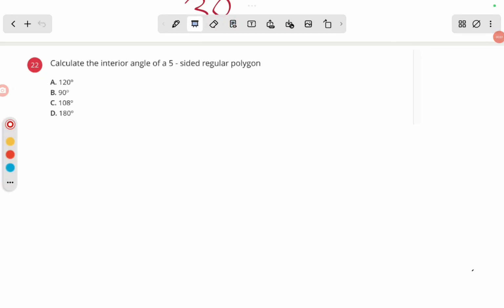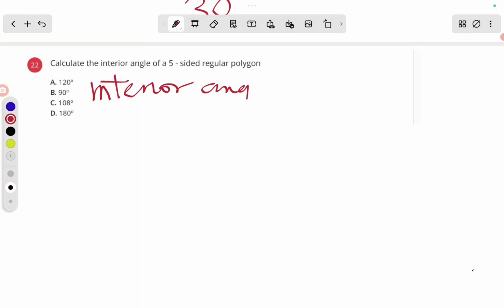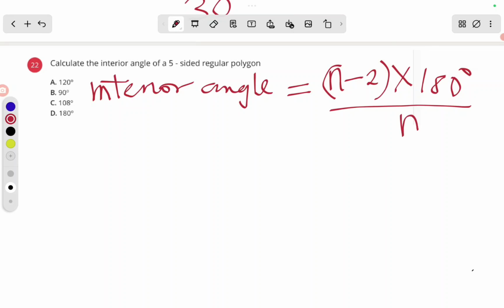Question 22. Calculate the interior angle of a 5-sided regular polygon. Now, to calculate the interior angle of a 5-sided polygon, we should recall the formula of the interior angle. The formula for interior angle is always given as n minus 2 times 180 degrees over n.